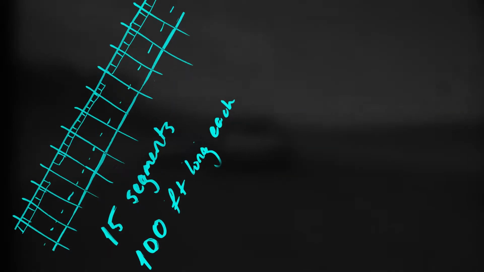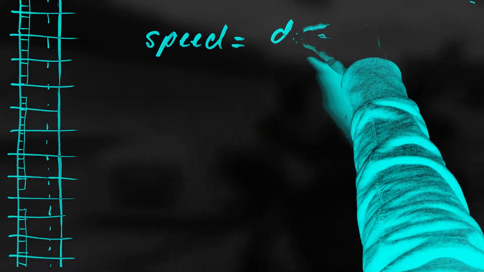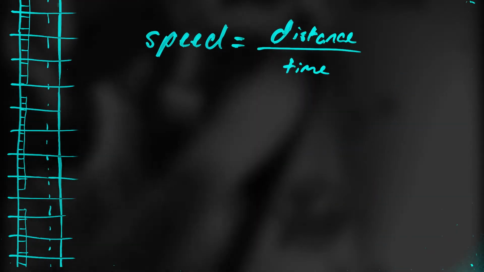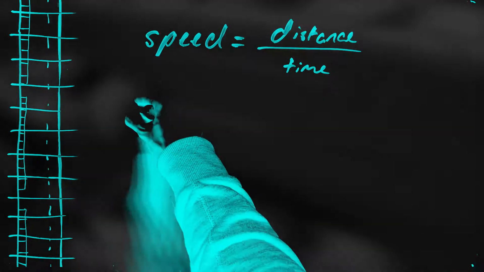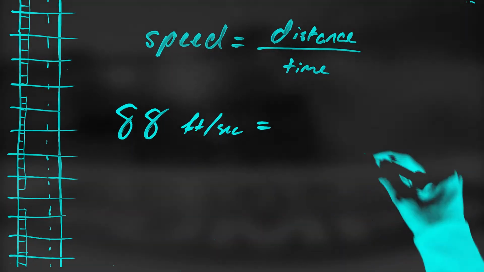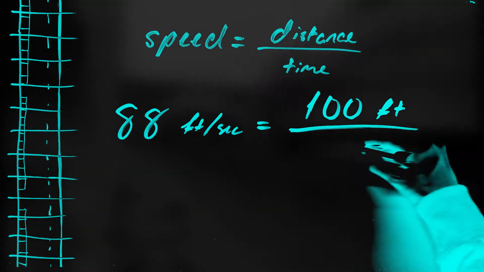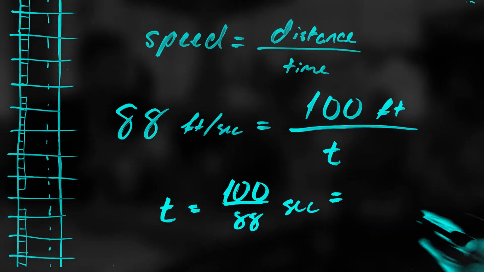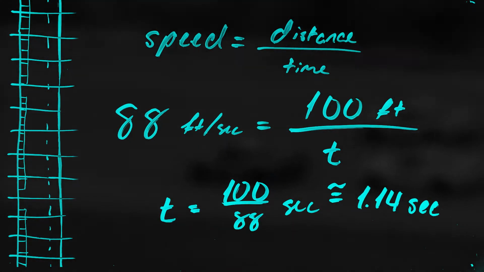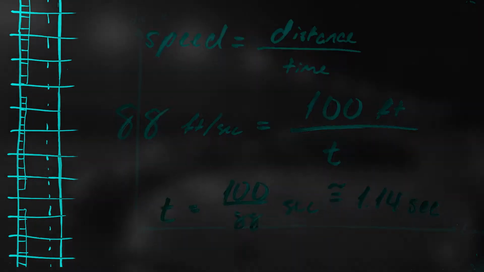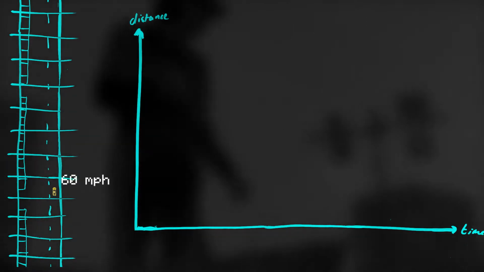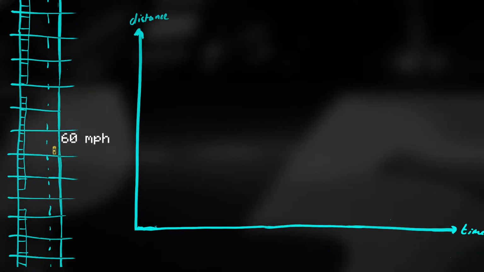Now we're talking about speed limits. Speed is defined as the distance traveled over time. So with this equation, if the limit is 88 feet per second and a segment is 100 feet long, the minimum amount of time you could spend in a segment is about 1.14 seconds, which we can visualize with a graph. Say you're going down pit road at a constant speed at the maximum speed.